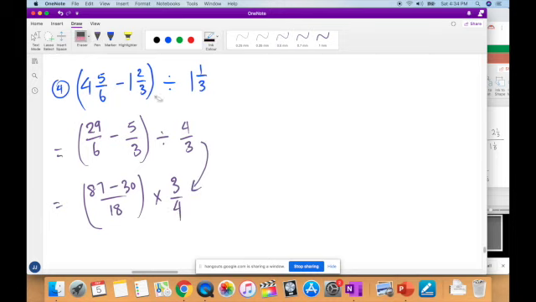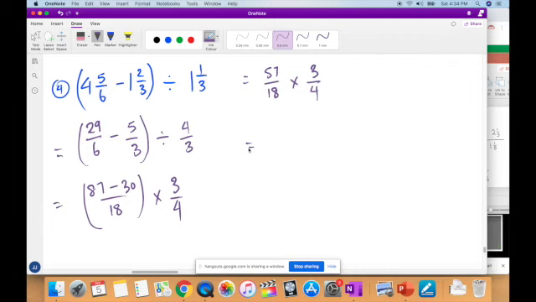Right? I don't have to do it just yet. So let me keep working inside the fractions first. So 87 minus 30 is inside the bracket, sorry. That's 57, all over 18, multiplied by 3 all over 4.